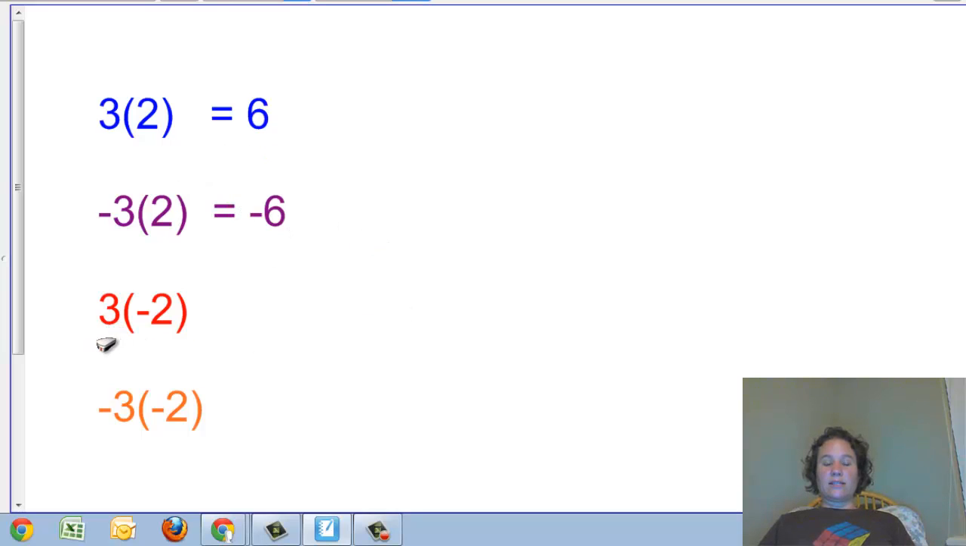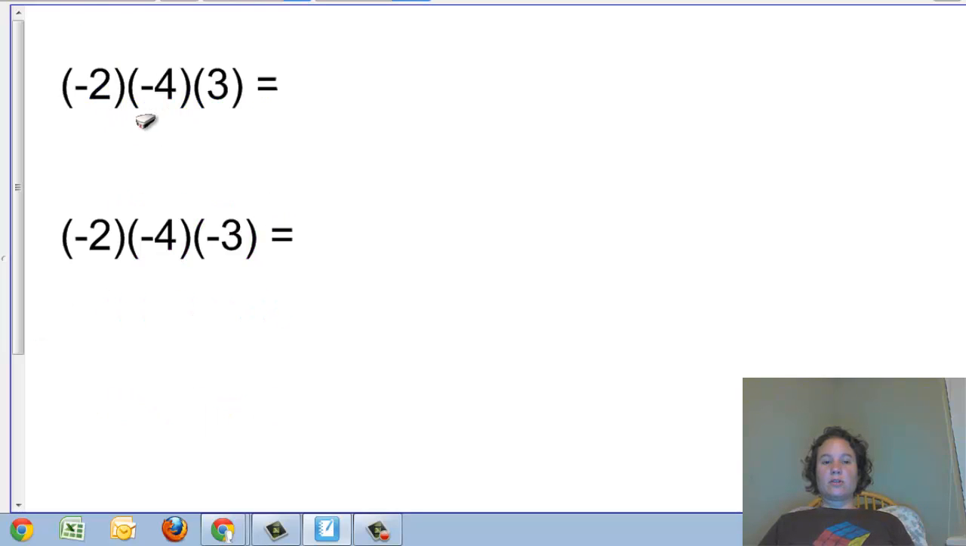Here I see that I have a positive and a negative as I'm multiplying these two together. So again, I have two different signs, which means that my answer is going to be negative. And with the last one, I have negative 3 times negative 2. Two negatives multiplied together have the same sign, so the product will be positive.